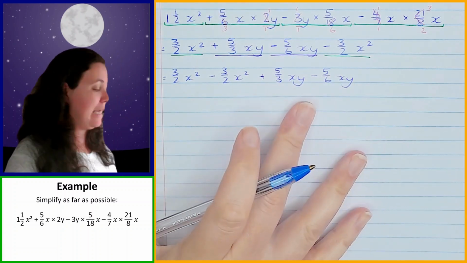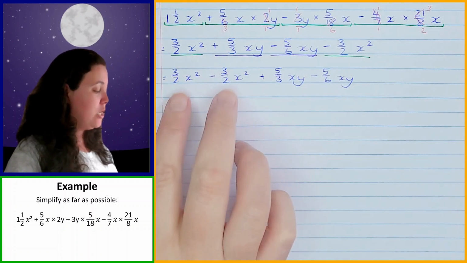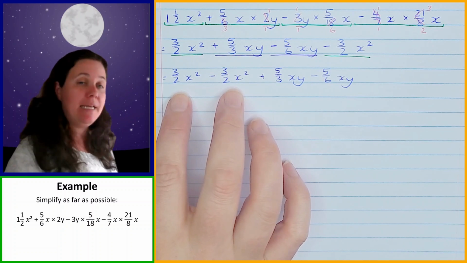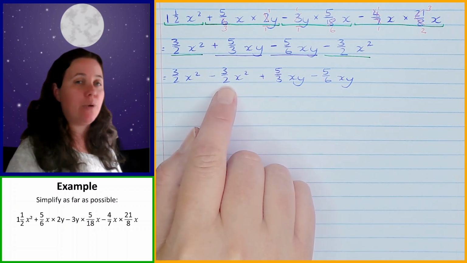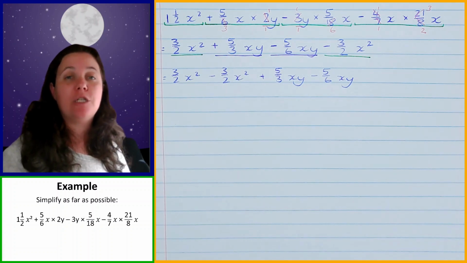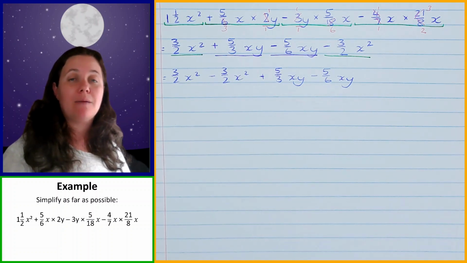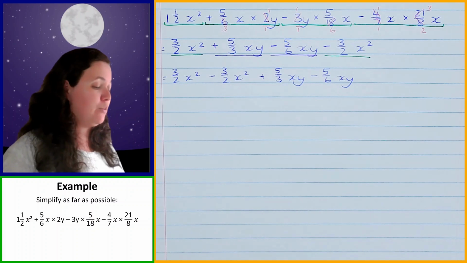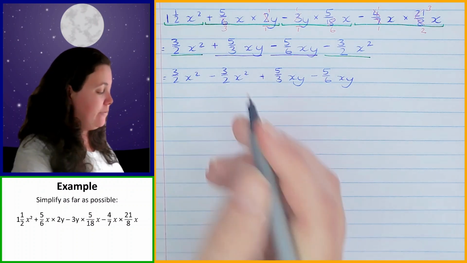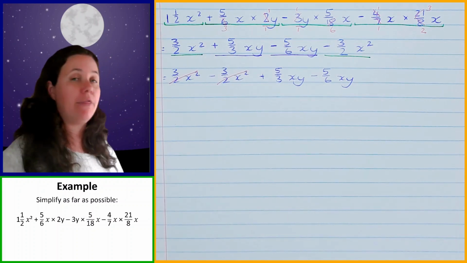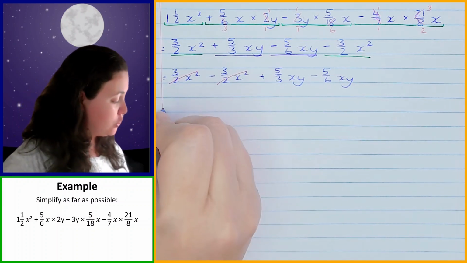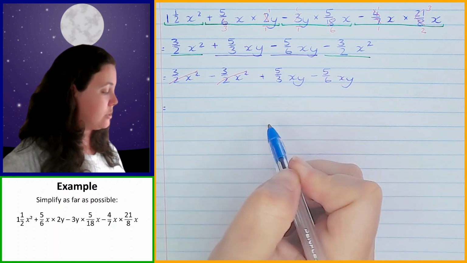Okay, so once I've got that, I can now go and simplify. Now this over here is actually very easy because I've got 3 over 2 x squared minus 3 over 2 x squared. 3 over 2 and 3 over 2 are the same as each other. When you subtract something from the same thing, you end up with 0. They cancel each other out. So these over here are going to cancel completely. So I don't have to worry about the x squareds at all. They are gone.